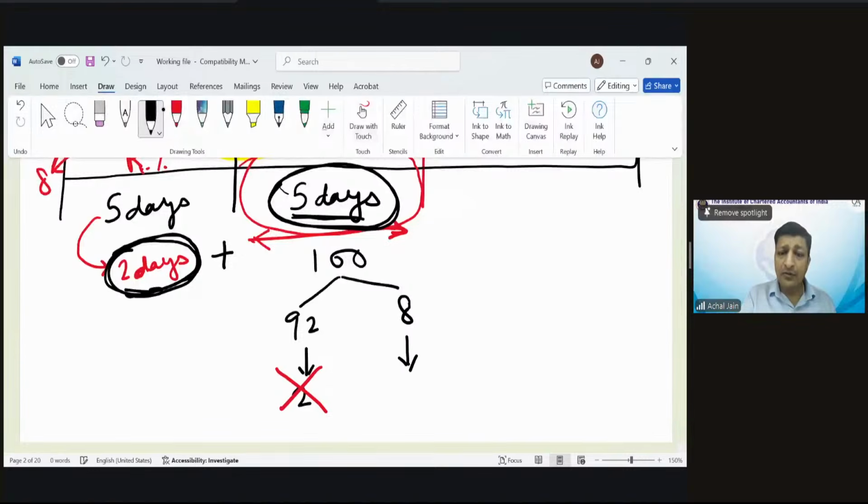Now, what about the remaining 8 employees? So they will also have 2 days, right? So next year, what will happen with these 8 employees? These 8 employees are expected to avail how many leaves? 6.5.